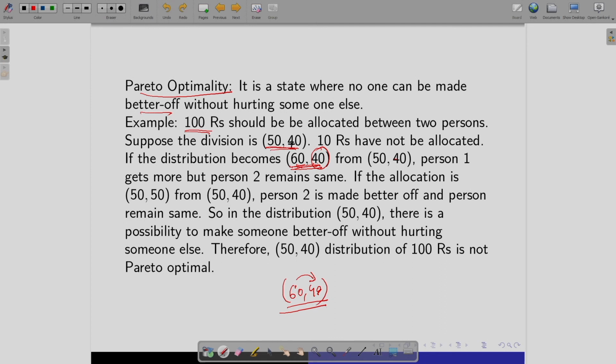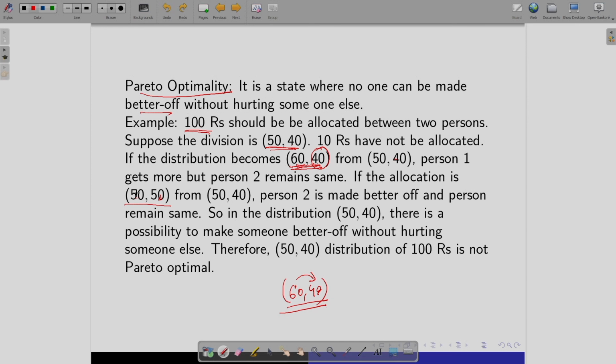Now, instead of this, we could have done this division also 50-50. So, this is also another Pareto optimal allocation, because from this allocation, if 100 is our total amount, we cannot make anyone better off without hurting someone else. So, if I want to make person 1 better off, I have to reduce some amount of person 2 and give it to person 1, or if I want to make person 2 better off, I have to take some amount from person 1 and give it to person 2. So, this has to be done. So, this is a Pareto optimal allocation.